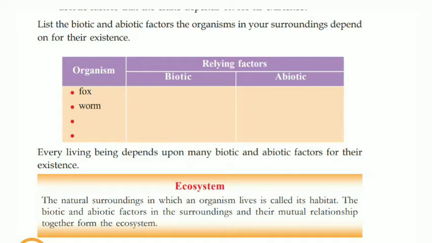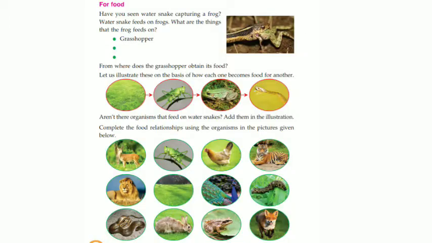Habitat is the natural surrounding in which an organism lives. The biotic and abiotic factors in the surroundings and their mutual relationship together form an ecosystem. Which are the ecosystems in your locality? List them: sacred groves, pond, field, lake, river, mangrove forest.